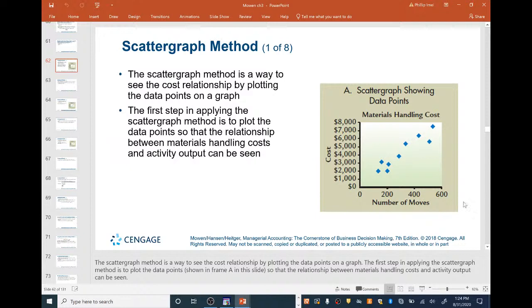So you can see pretty much the scattergraph method is just plotting the data points on a graph. You can see they're just randomly plotted on here, right? Not randomly, because they're the result of an outcome, but for the purpose of the scatter plot, they're just shown scattered on the graph. So the first step in applying the scattergraph method is to plot the data points so that the relationship between materials handling costs and activity output can be seen, okay? We can infer that from this chart right here, right?